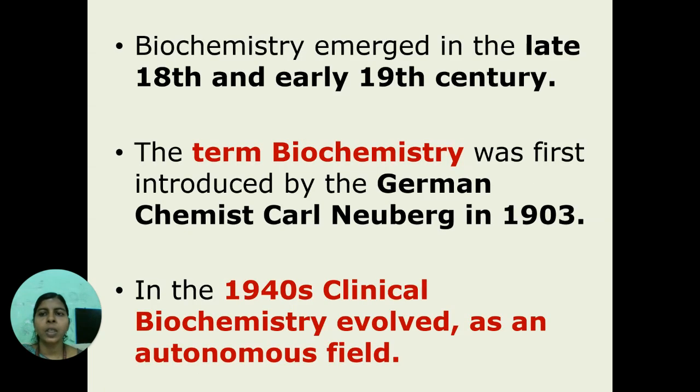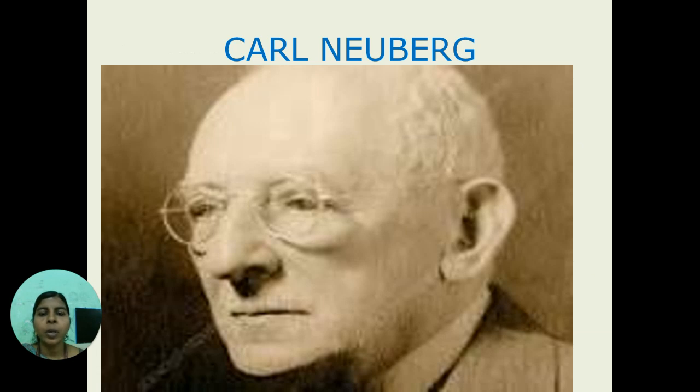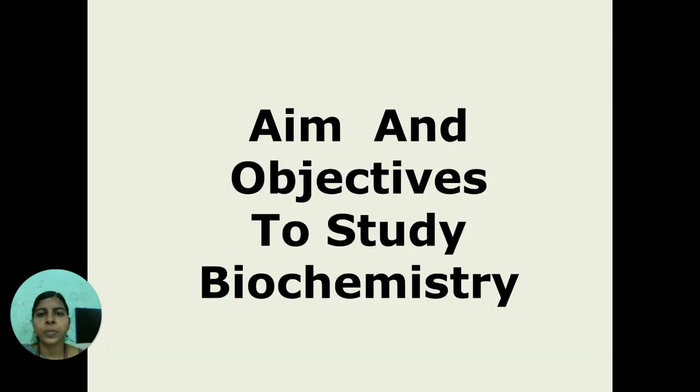Historical developments of biochemistry. The term biochemistry was first introduced by the German chemist Carl Neuberg in 1903. He is the father of modern biochemistry. In the 1940s, clinical biochemistry evolved as an autonomous field. Carl Neuberg is the father of modern biochemistry.